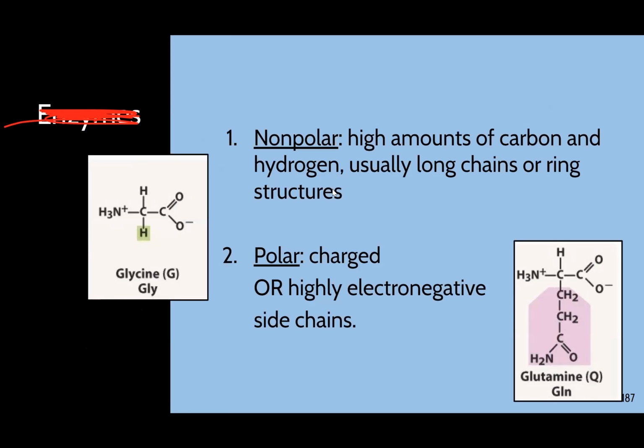So nonpolar molecules are going to have usually high amounts of carbon and hydrogen, and usually in the form of long chains or ring structures. Polar molecules are going to be charged or highly electronegative side chains. So the same way that we saw a charge occur when we were looking at carboxylic acids, right? We saw this negative charge occur. You're going to see the same situation with our amino acid side chains.